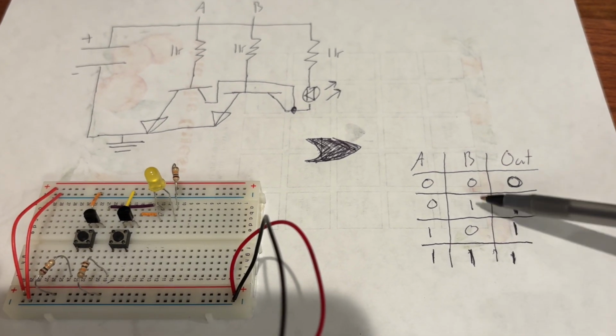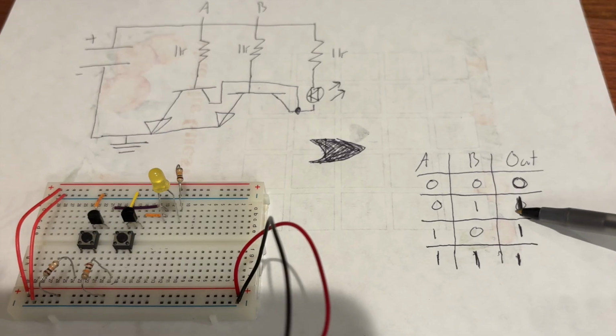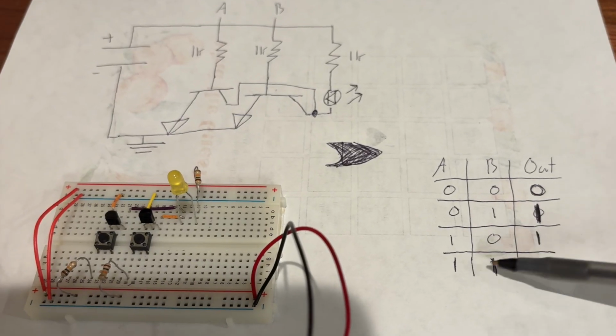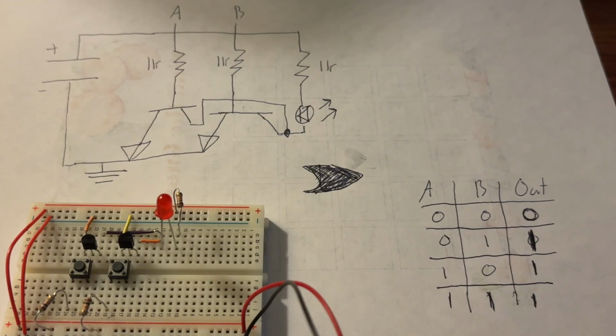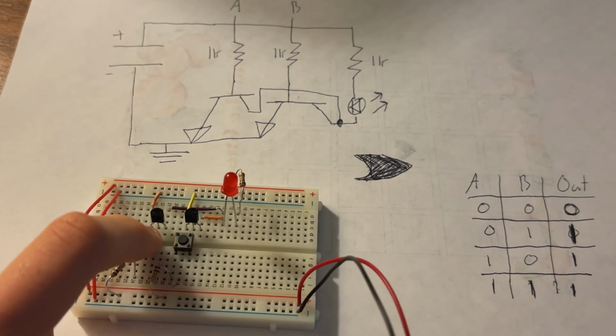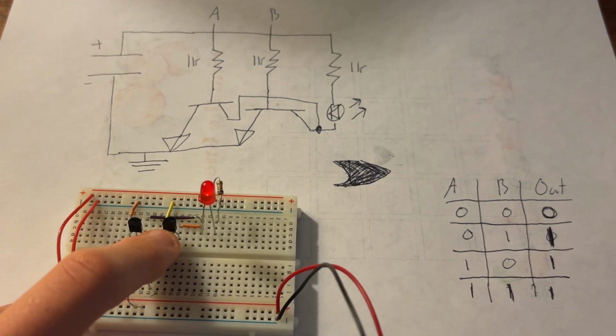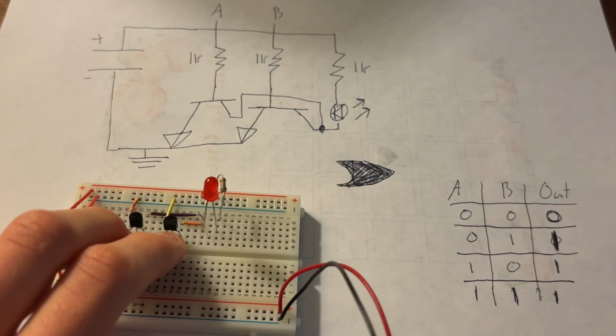So you can see here, if B is true, the output's true. If A is true, output's true. If they're both true, the output is true. You can see this where if I press one button, the LED turns on, and if I press both, the LED is also on.